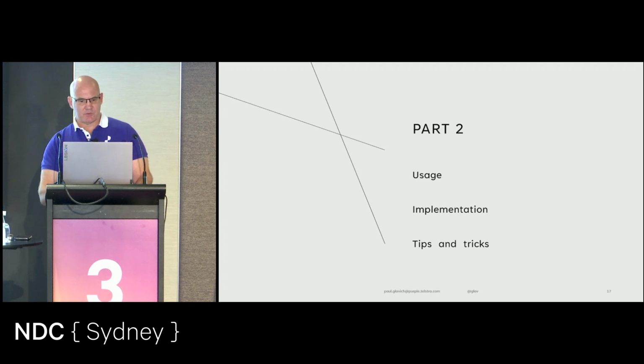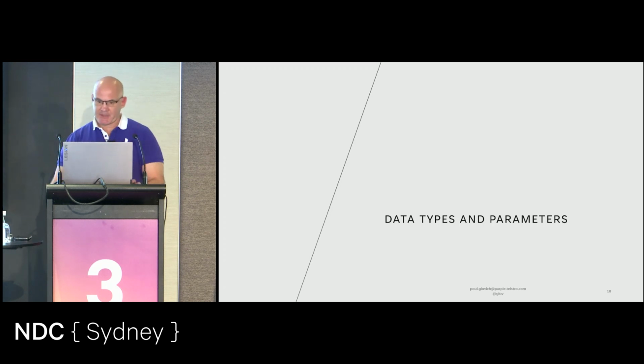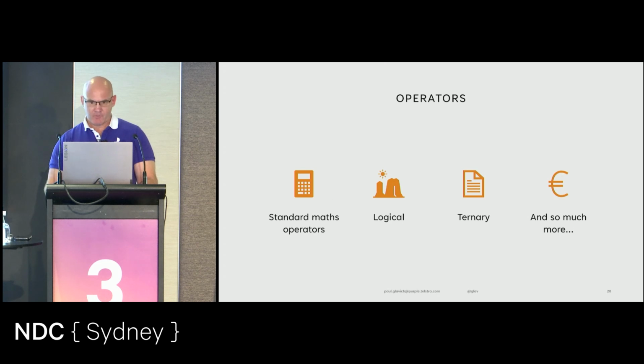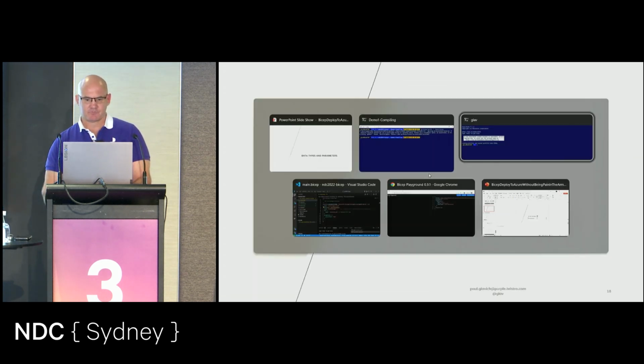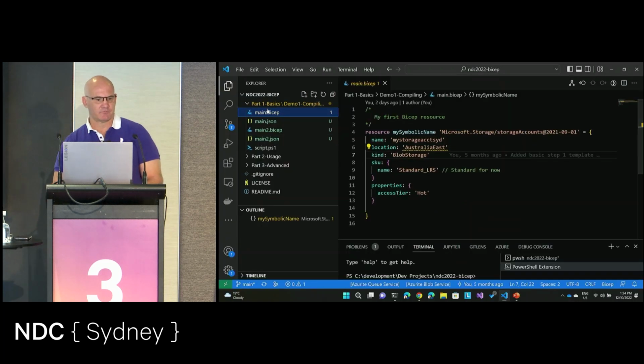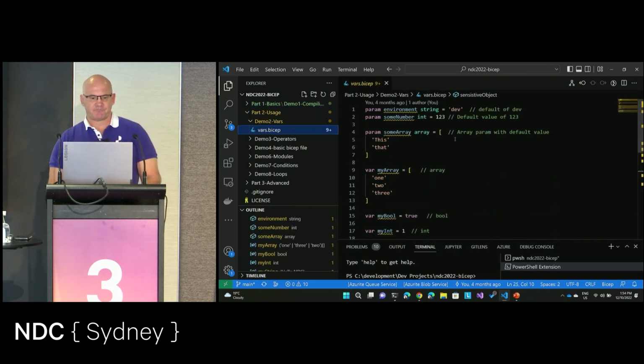Okay, on to part 2. I'll cover the basic data types and parameters, just again, so we're all on the same page here. So, enough of part 1, on to part 2. Variables in Bicep. It's not too hard to understand.